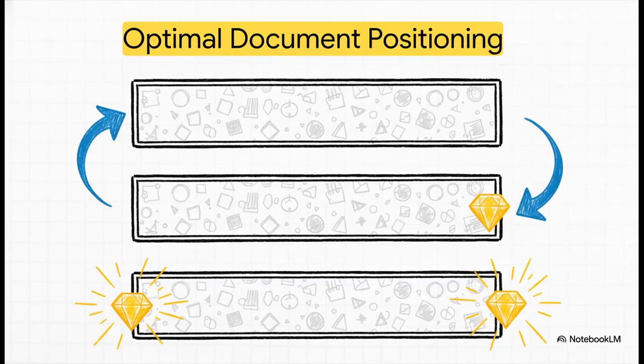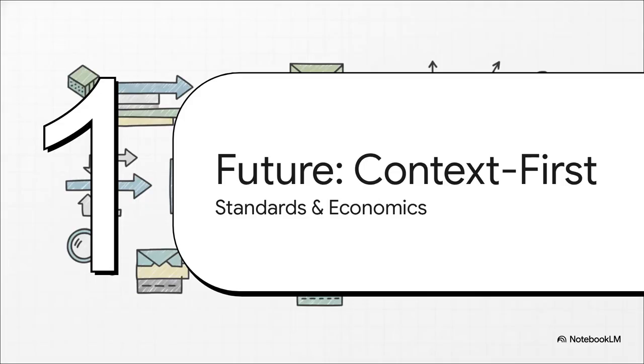So what's the solution? Well, it's surprisingly simple, but it is absolutely crucial for reliability. Engineers now strategically place the most important facts at the beginning and the end of the context window. It's all about working with the model's inherent biases, not trying to fight against them. So when you combine all these different challenges, from choosing the right format to strategically positioning your documents, it becomes really clear why the industry is moving toward a future that is standardized, economically minded, and ultimately context first.